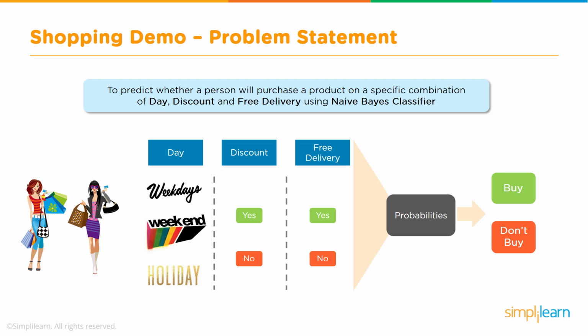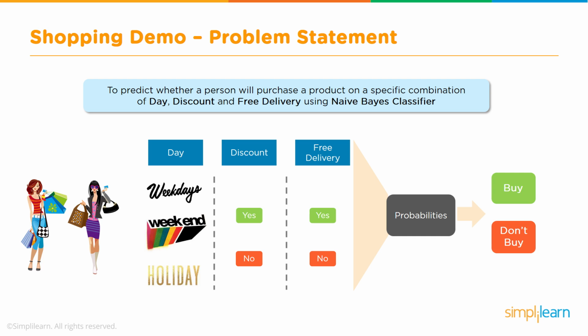So we're going to start with the shopping demo problem statement. Remember, we're going to solve this first in table form so you can see what the math looks like, and then we're going to solve it in Python. Here we want to predict whether the person will purchase a product. Are they going to buy or not buy? Very important if you're running a business, you want to know how to maximize your profits, or at least maximize the purchases of the people coming into your store. We're going to look at a specific combination of different variables: the day, the discount, and the free delivery. And you can see here under the day, we want to know whether it's a weekday.